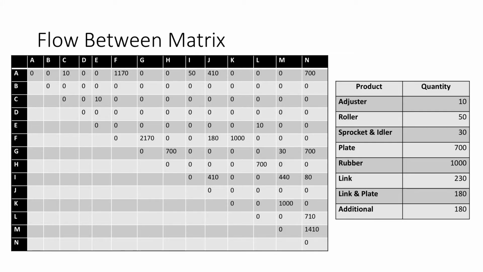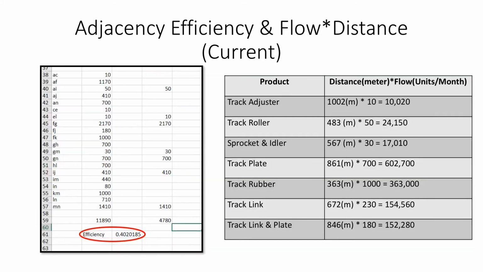Let us now quantitatively analyze the current facility. Here is a flow between matrix for all 6 products. The tabular column on the right shows the corresponding quantity for each product. We then calculate the adjacency efficiency using the data from the flow between matrix. The efficiency for the facility is calculated to be around 40%. The table on the right shows the flow cost distance values for each product.